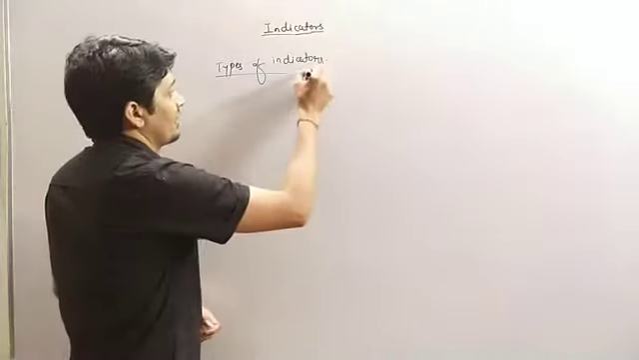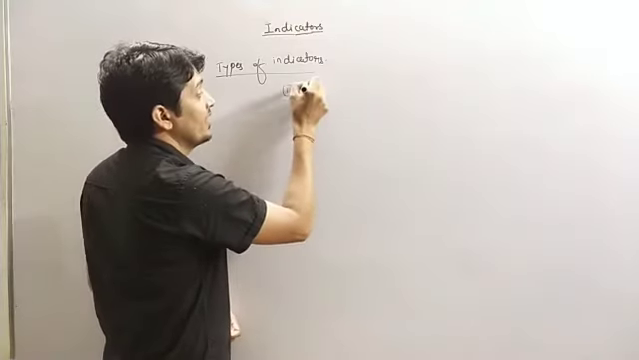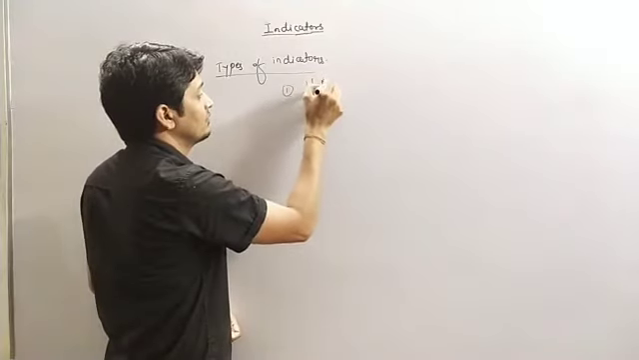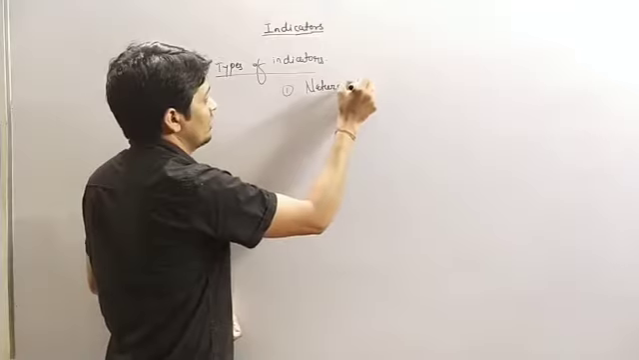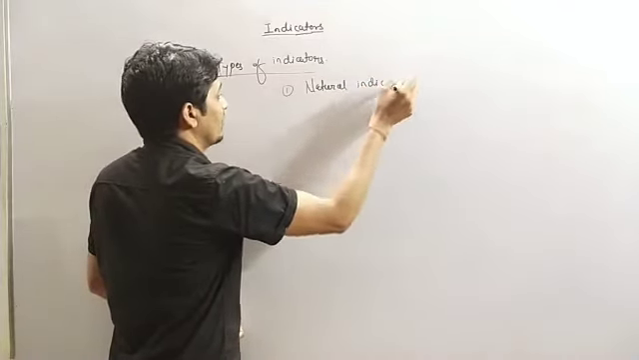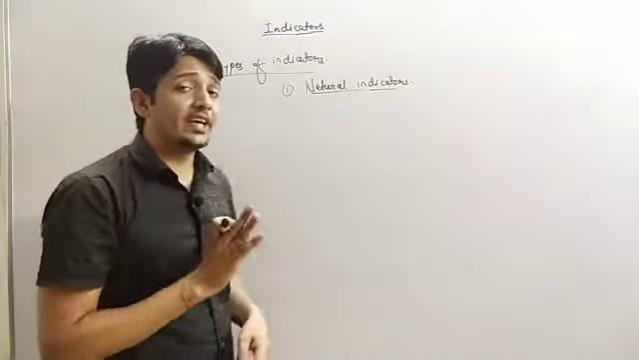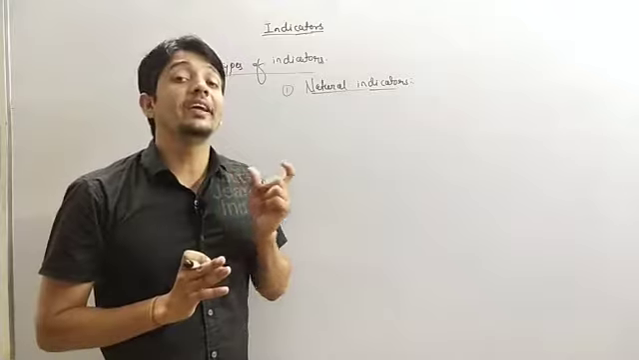So the first type is natural indicators. The name itself shows that they are naturally occurring indicators.